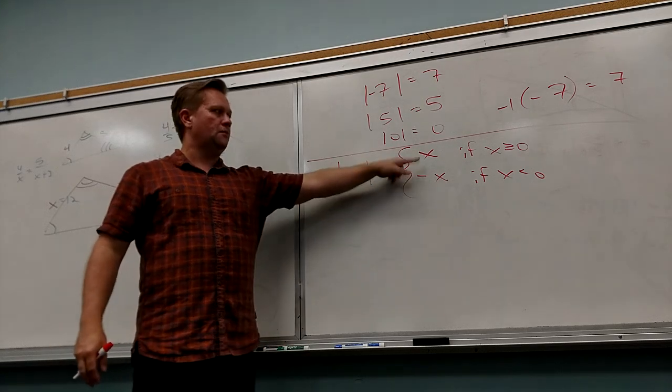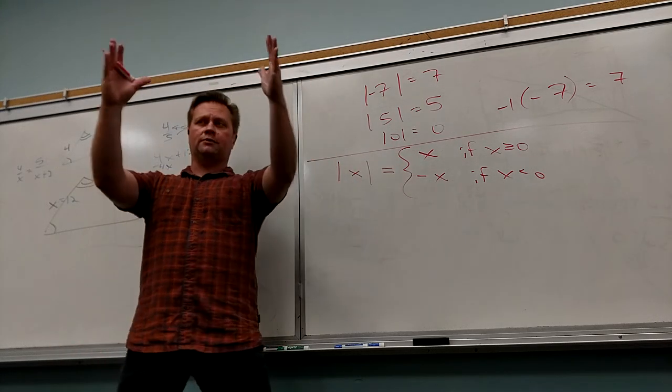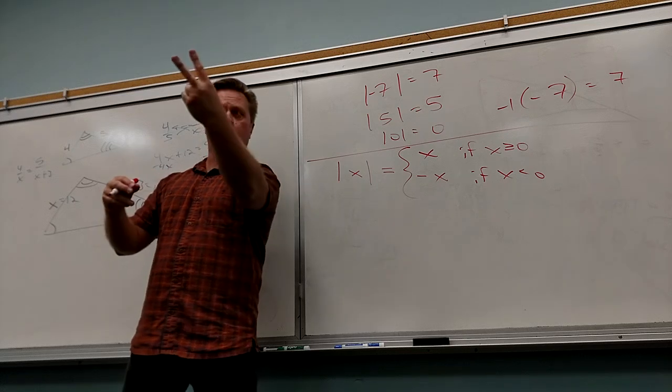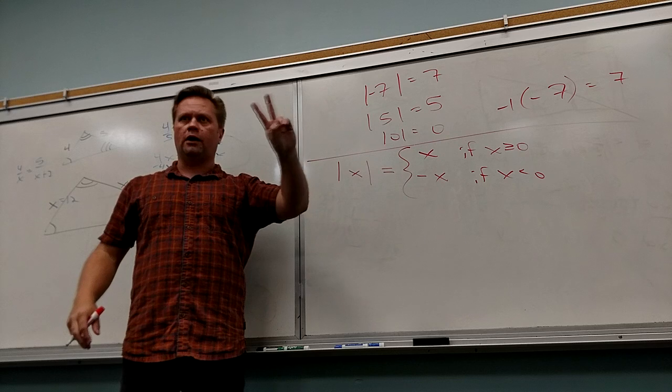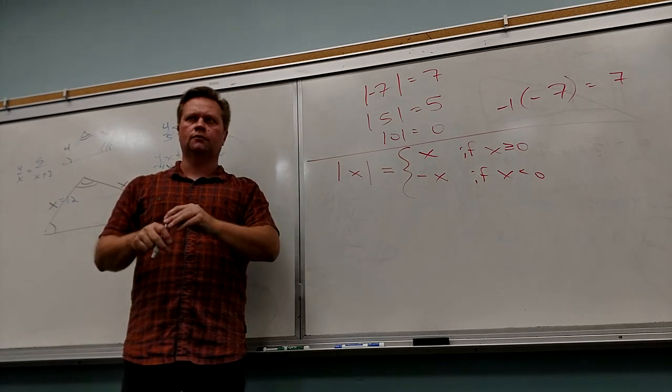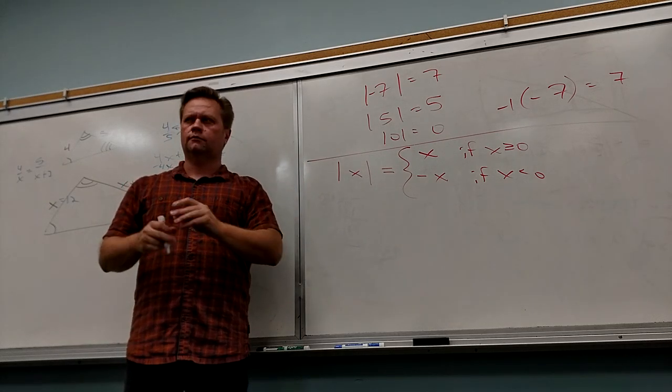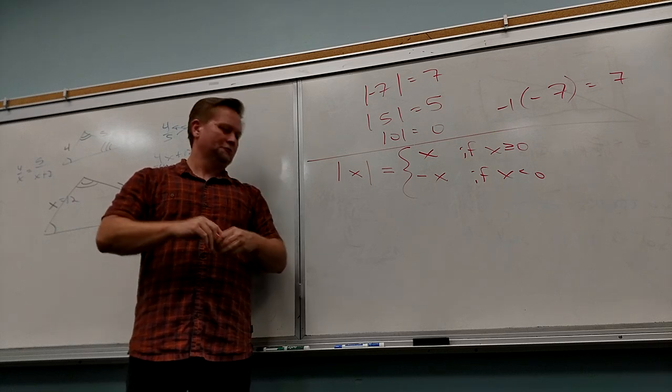So this is going to become huge. When we have an equation with an absolute value in it, there are going to be 2 situations we have to look at. 2 possible answers we're going to get. Okay, I think it's enough.